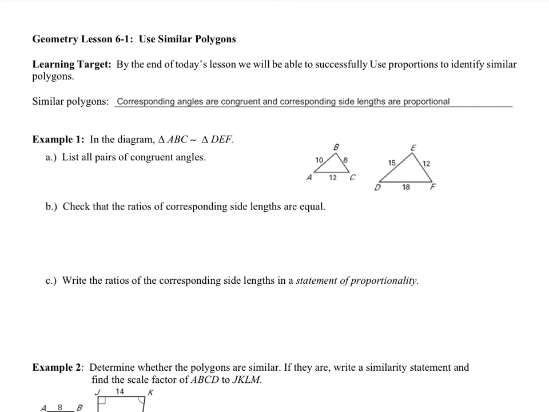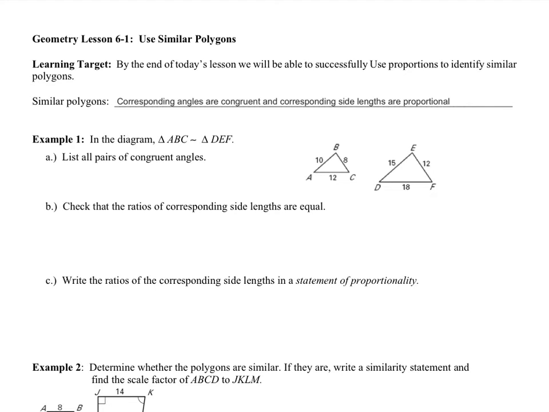6-1. Use similar polygons. By the end of today's lesson, we will be able to successfully use proportions to identify similar polygons. Similar polygons, by definition, just means corresponding angles are congruent and corresponding side lengths are proportional.